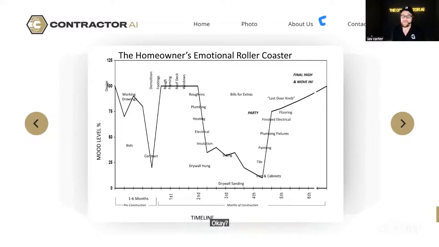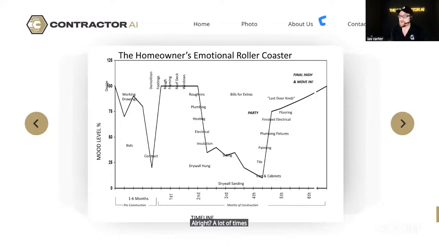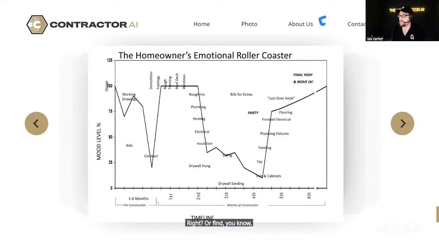One of the things that you have to be very disciplined on is identifying when to stop, and understanding when people are applying leverage. A lot of times I see contractors get themselves into trouble where a customer will demand extra services and withhold payment as a result of that. I don't know if anyone's had that experience, right? Or find things that weren't in the contract that all of a sudden they feel were, and they're withholding payment as leverage against those things. Sure, no one's had that experience here.